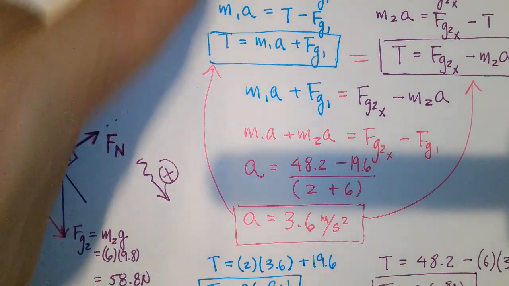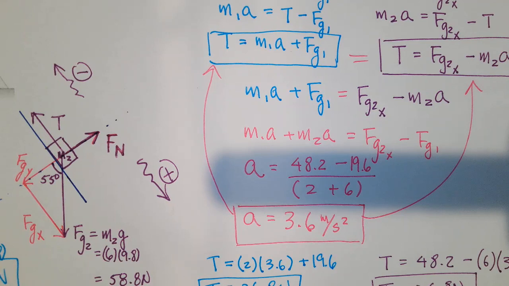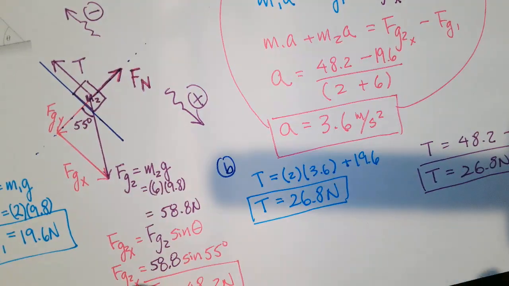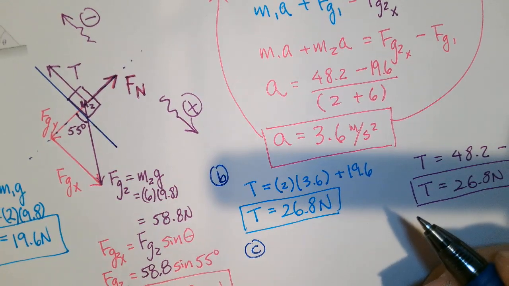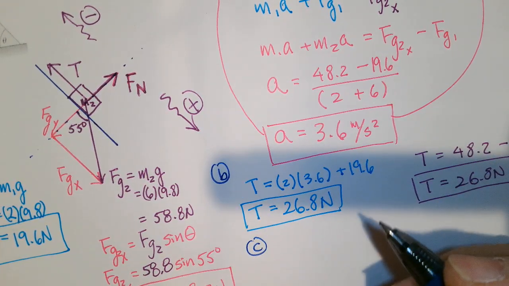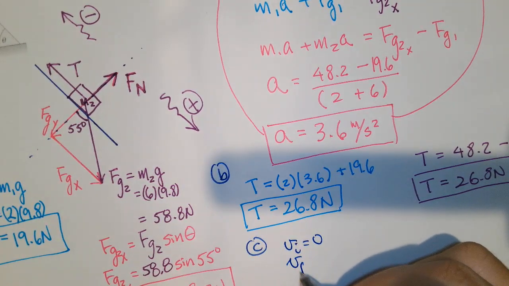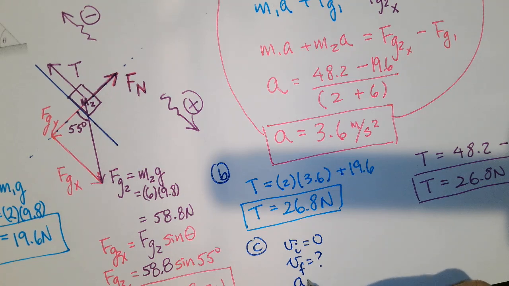All right. So this is A, this is B, and what about C? The speed of each object after 2 seconds. All right, well, let's think about that. What is the speed? For C, when it's being released from rest, my initial velocity is 0. I'm looking for the final velocity. My acceleration is equal to 3.6 meters per second squared. My time is 2 seconds.